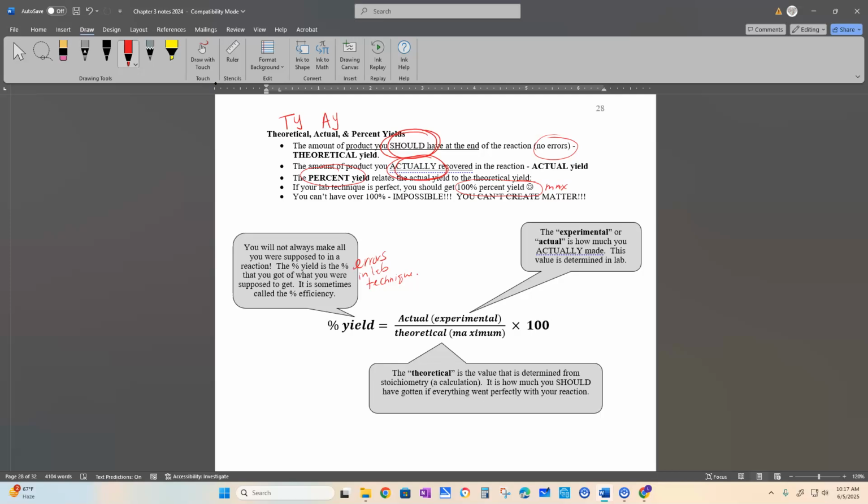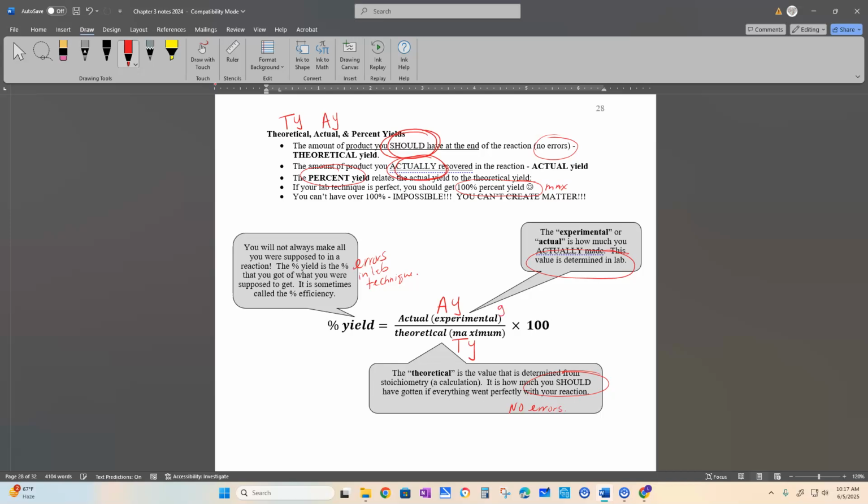Experimental, aka actual, is how much you actually made. You can only determine this by weighing out your final product, so you determine this in the lab after the reaction. Okay? So actual, and you can abbreviate it AY. Theoretically, if life was perfect, with no screw-ups or errors, then you have theoretical. So percent yield is actual over theoretical times 100.